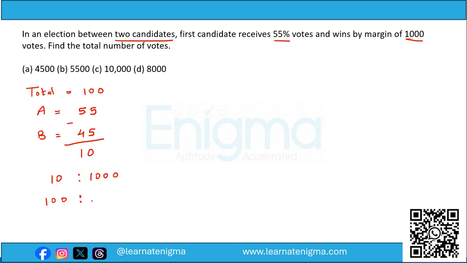Now, we want to find out the total votes when the margin is 1000. So this becomes a direct proportion. So now we can cross multiply and get the answer. You will get the answer as 10,000.